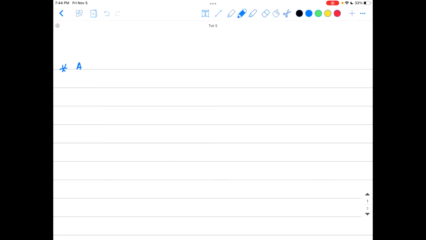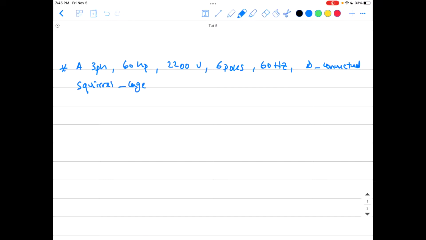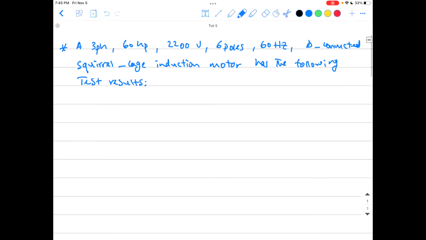I'm saying that a three-phase, 60 horsepower, 2200 volts, 6 poles, 60 hertz, delta connected, squirrel cage induction motor has the following test results, and I'm giving you the test results like that.